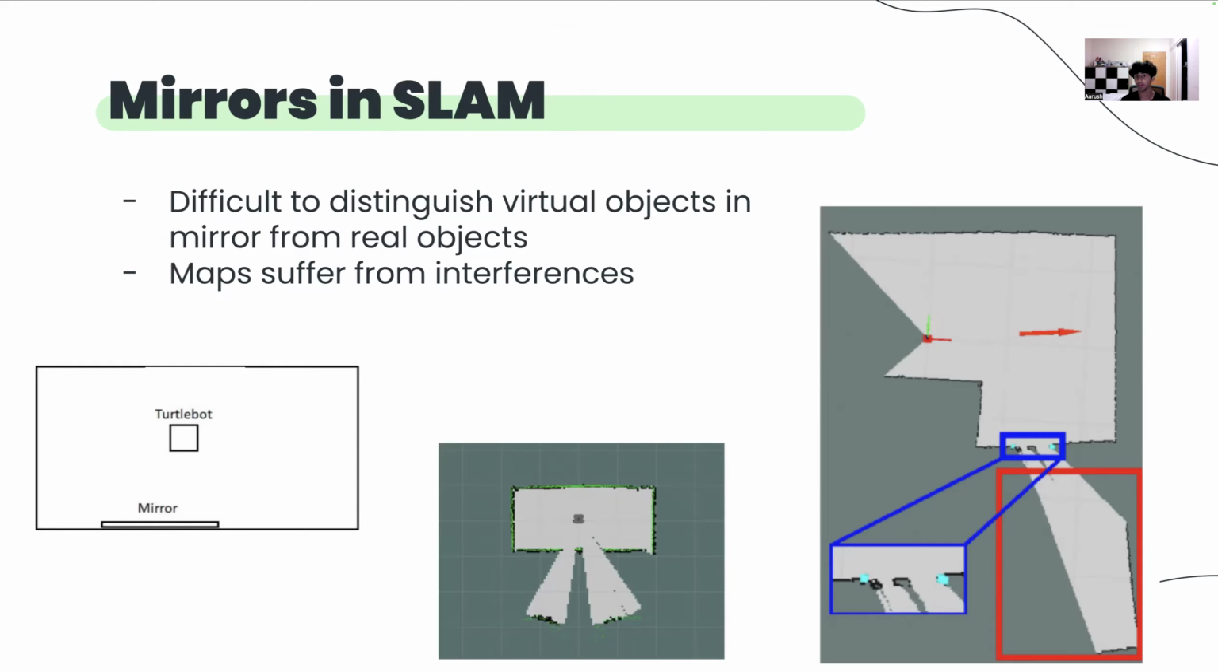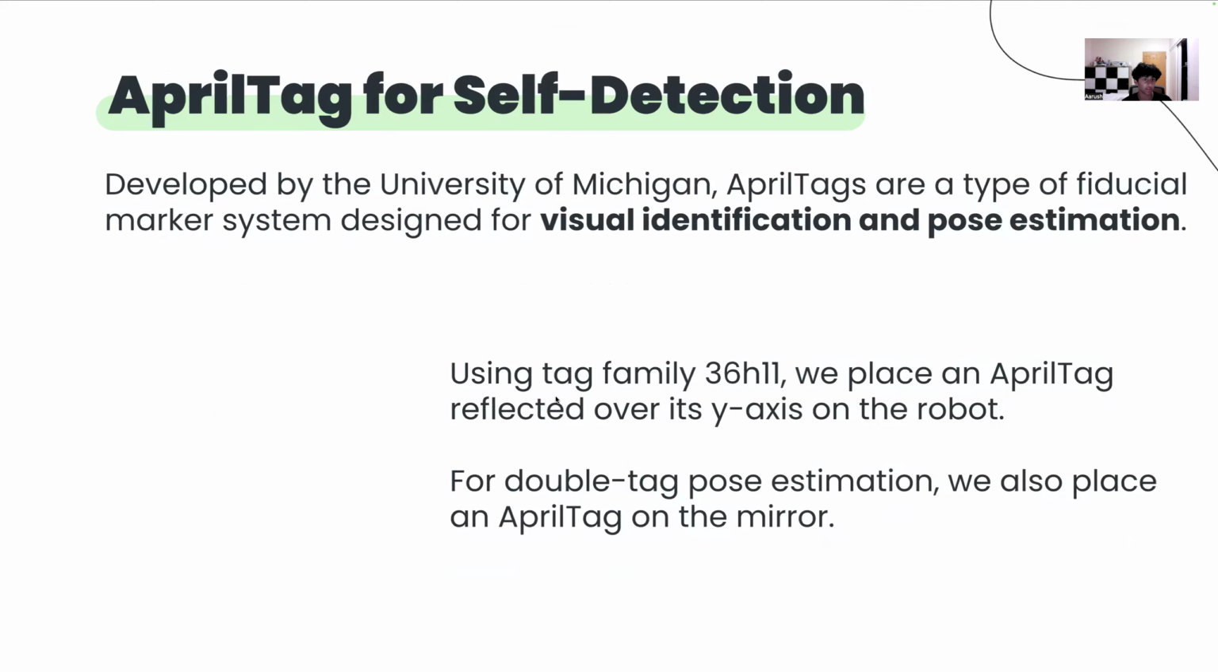For example, with mirrors, a SLAM sensor might detect a phantom room when there is none, or might think you're going to a previously visited location when you are not. You're going to a new location, but mirrors reflect data. So maps suffer from this interference, which is detrimental for SLAM.